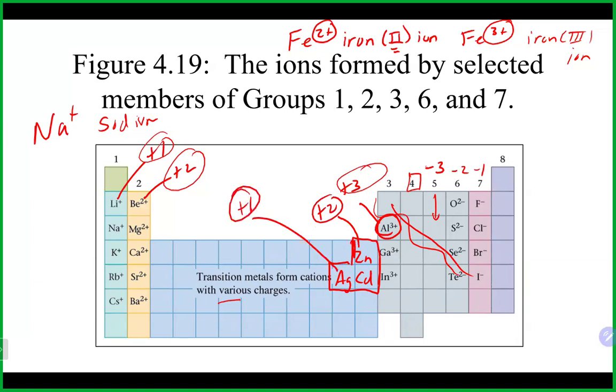So those are 3 exceptions in the transition metal region. Even though transition metals typically have a variable positive charge, those guys are locked into their positive charge. They will have a fixed positive charge. Any questions on that there?